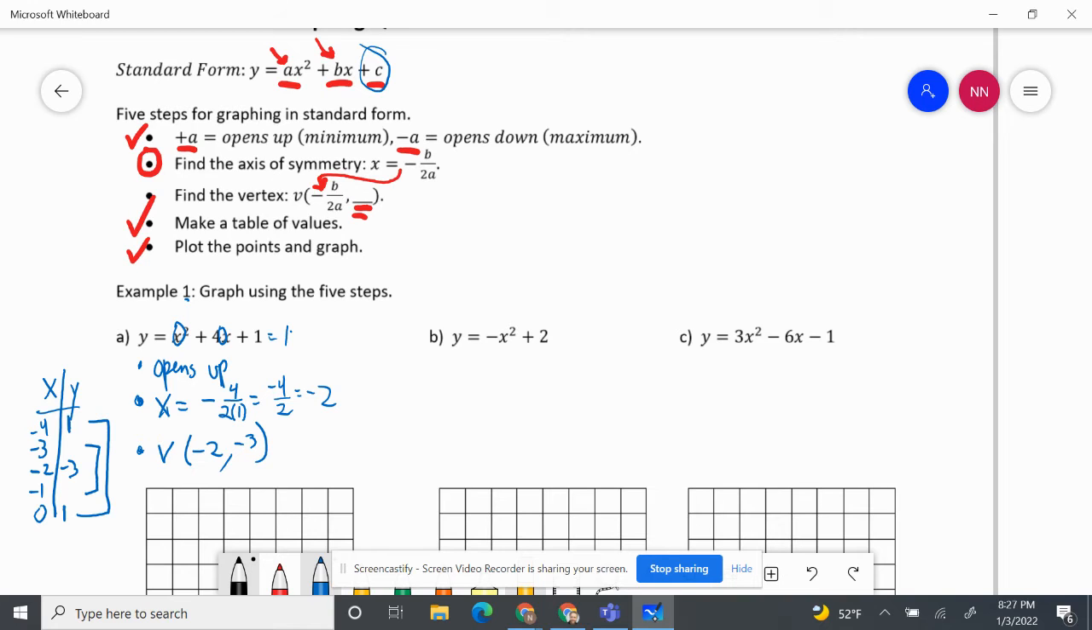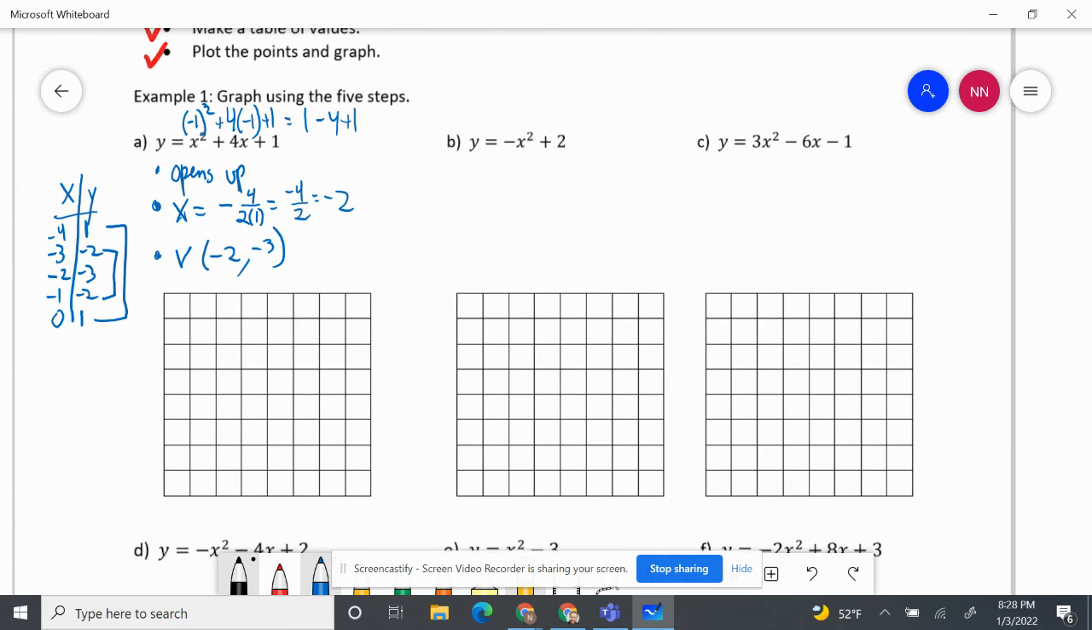Deciding between negative 3 and negative 1, I think negative 1 is easier. So I'm going to take the negative 1 and plug it in: negative 1 squared, plus 4 times negative 1 plus 1. Negative 1 squared is 1. 4 times negative 1 is negative 4, and then we have plus 1. 1 minus 4 is negative 3, plus 1 is negative 2.